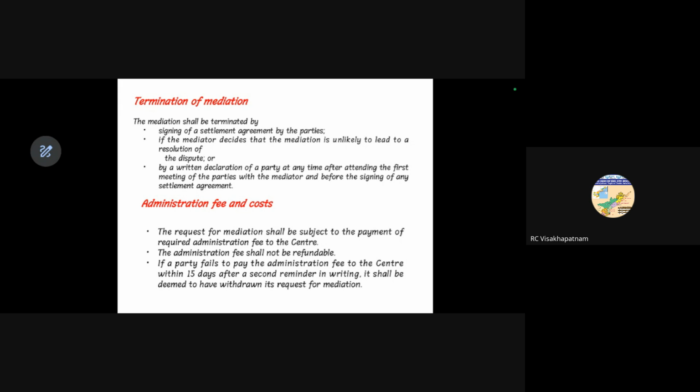If the party fails to pay the administration fee to the center within 15 days after the second reminder in writing, it shall be deemed to have withdrawn its request for mediation.